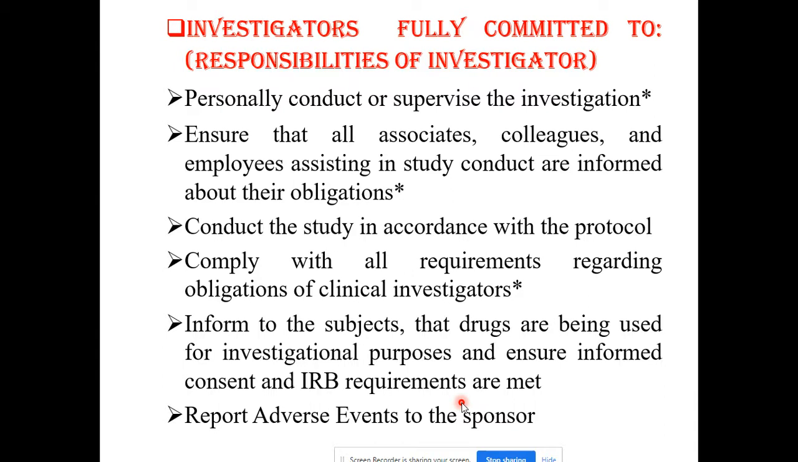The investigator should personally be involved in that particular study. Second point: ensure that all the associates, colleagues, and the employees assisting in the study conduct are informed about their obligations. This is again the second responsibility, that all the working staff should be well aware of their job responsibilities.